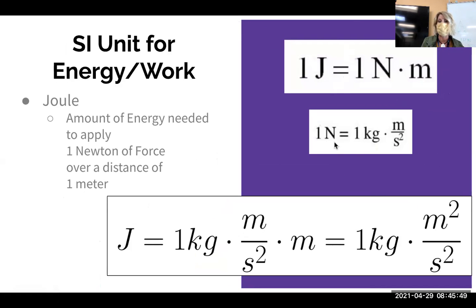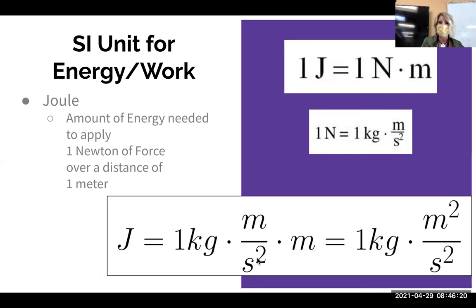We learned a Newton is equal to the amount of force necessary to move a 1 kilogram object at an acceleration of 1 meter per second squared. And now we're going to be talking about how that Newton fits into the idea of a joule. So a joule, again, is the amount of energy needed to apply a 1 Newton force over a distance of 1 meter. So if I take this Newton right here and I replace it with this kilogram meter per second squared and stick it in here, it looks like this.